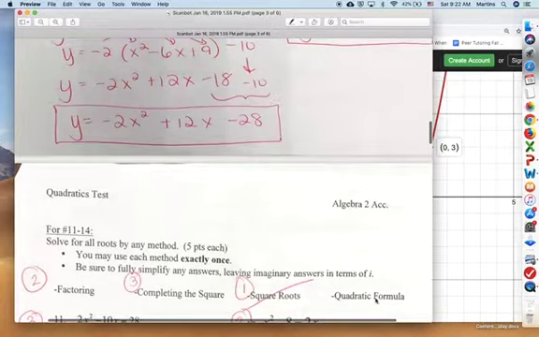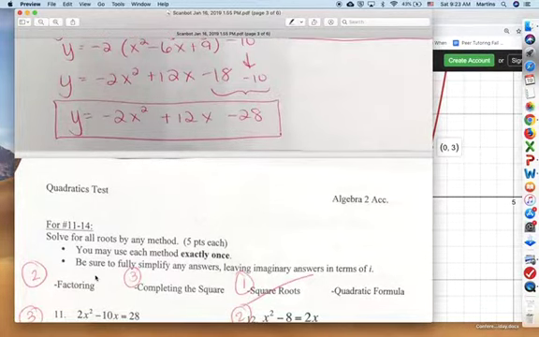For example, quadratic formula and completing the square, they work with literally any type of problem. So that's why I have these numbered here, is because I wanted to start with the ones that don't work with any kind of problem. Okay? Lastly, it says be sure to fully simplify any answers, leaving imaginary answers in terms of i.